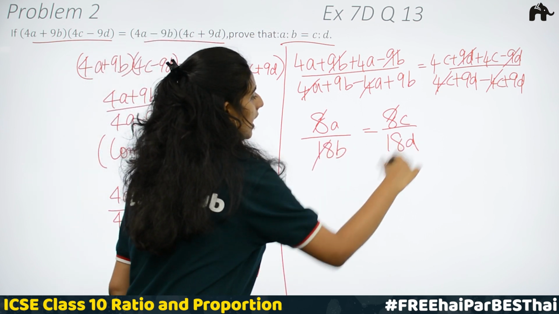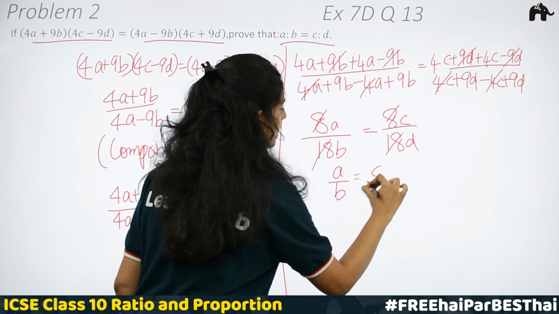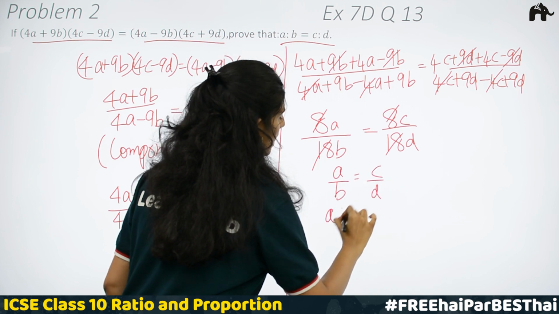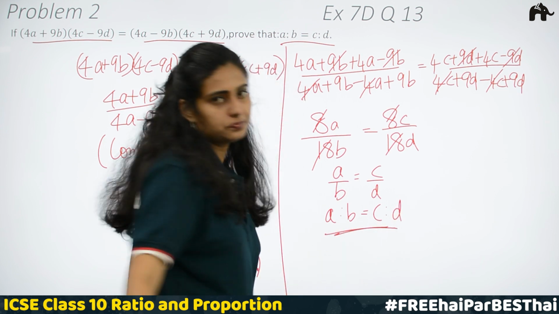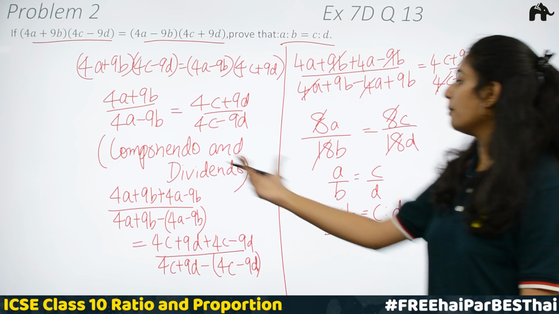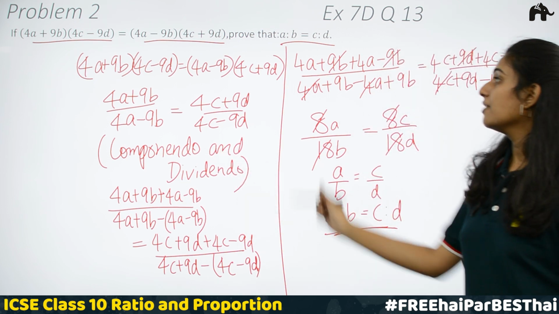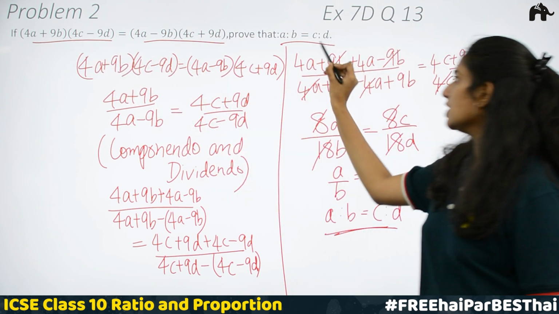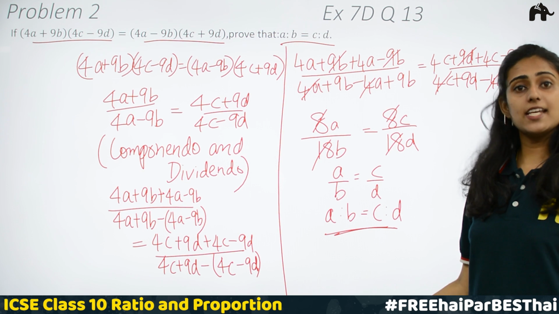From denominator 18 can be cancelled. We get a by b is equal to c by d, which means a is to b is equal to c is to d. Hence proved. Okay, clear? Here we have used the componendo and dividendo property to solve this. Okay, from this we reached here. Got it? We'll move on to the next question.